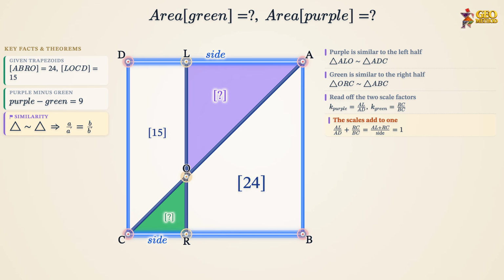Over the common side, the top is segment IL plus segment RC, which we already saw is the whole side. So the two scales add up to exactly 1. That is the fact that will close the problem.